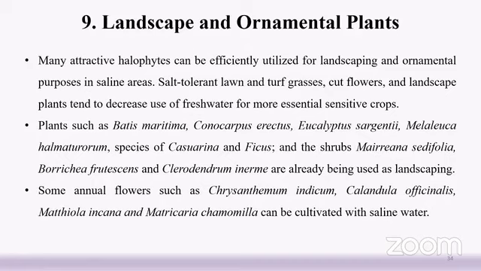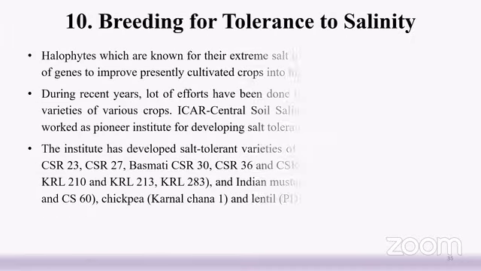So plants such as Batis maritima and others can be used for landscaping. Some annual flowers like chrysanthemum and calendula can also be cultivated with saline water. So landscaping is one of the options for which halophytes can potentially be used.